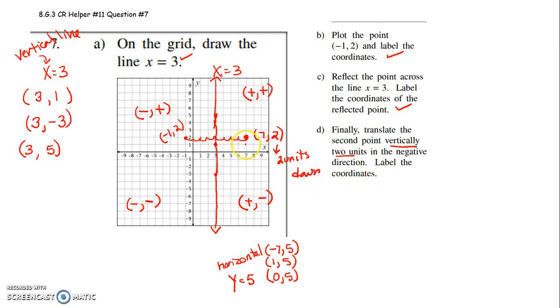So if I take this and I go 1, 2 units down, the coordinates of that point would be (7, 0). And that's what it means when it says label the coordinates. It means tell me this is (7, 0) and make sure it's in parentheses. All right, so that looks like that's number 7. I hope that helped.